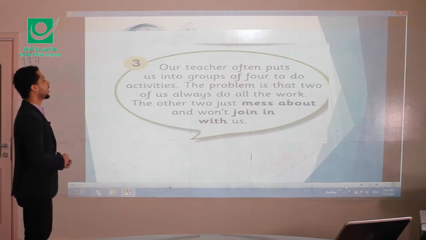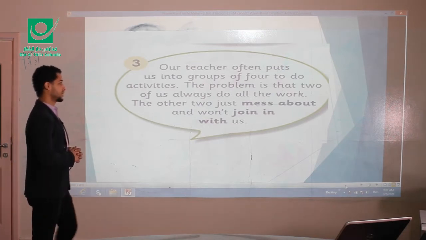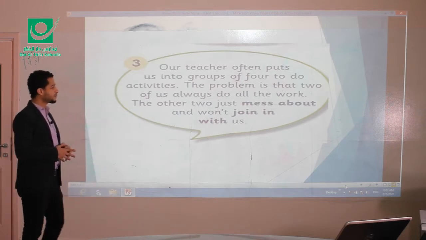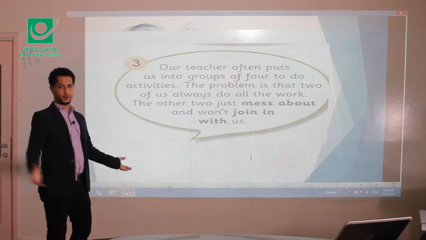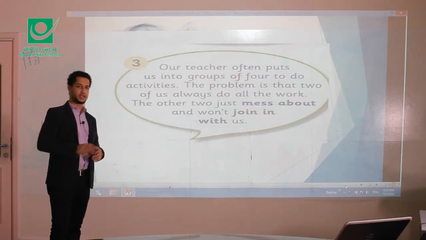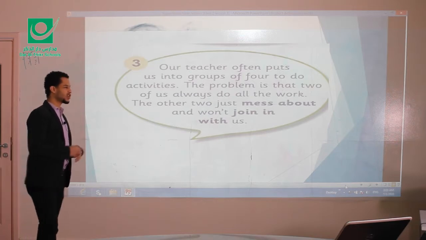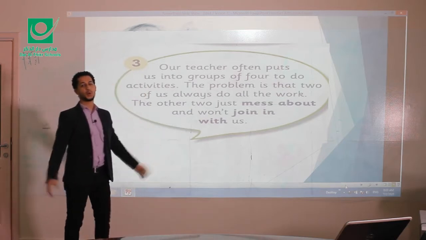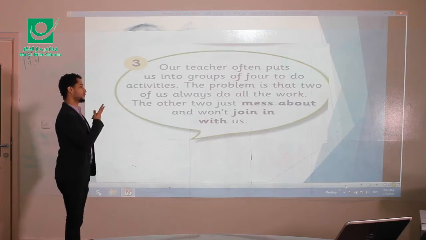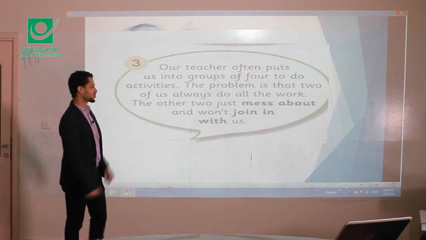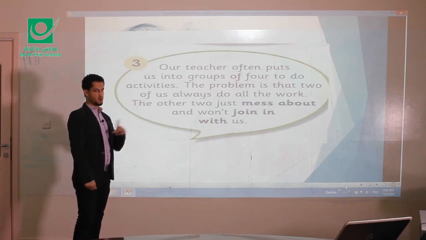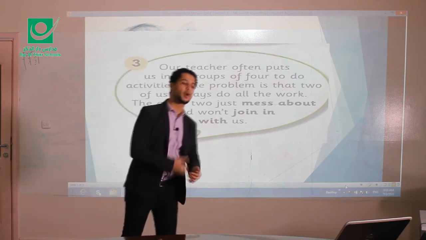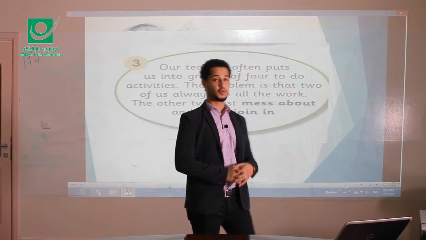Let's read it. Our teacher often puts us into groups of 4 to do activities, okay? So the teacher divides the students into groups of 4 students. The problem is that 2 of us always do all the work. Only 2 of the 4 students work and do everything, okay? The other 2 just mess about. What is the meaning of mess about? Mess about means to waste the time without working, okay? So we said 2 of the 4 students work and do everything, and the other 2 just mess about and won't join in with us. They don't work with us. And this is something, of course, bad.